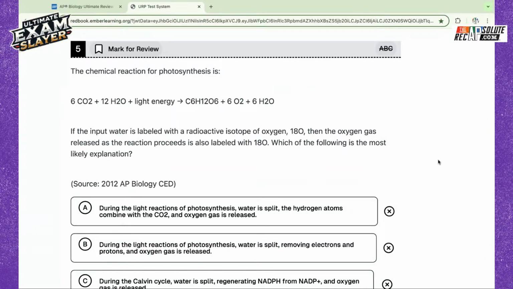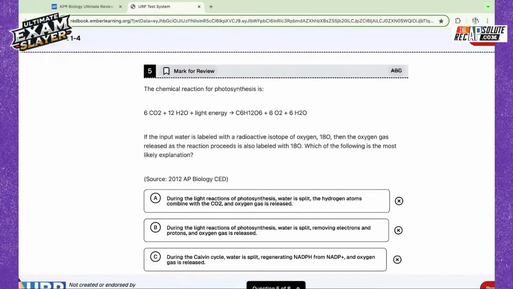All right. How nice to give us the chemical equation for photosynthesis, which is lovely. But here we're talking about, all right, let's make oxygen radioactive. What's going to happen if the oxygen in my water molecule right here is radioactive? Really what this question is asking is where does it end up? How do we know what's going to be happening next?